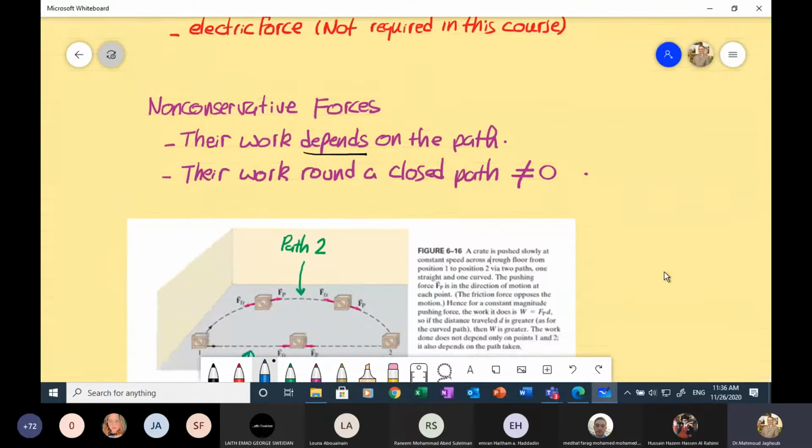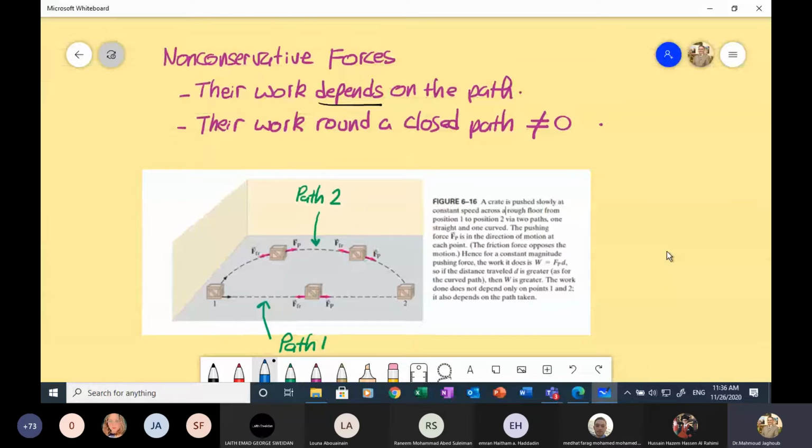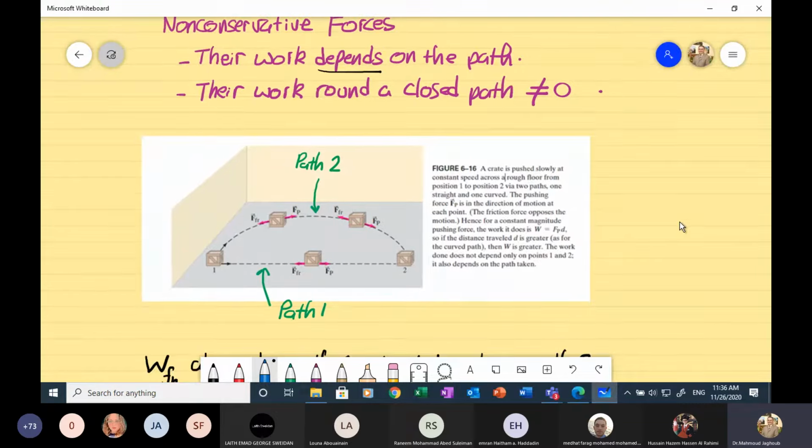طيب, if we have conservative forces, this means we also have non-conservative forces. So what are the properties of non-conservative forces? They are exactly the opposite of conservative forces, meaning their work depends on the path. يعني شغلهم يعتمد على مين؟ على المسار. And the second is their work around a closed path does not equal zero. يعني شغلهم حول مسار مغلق لا يساوي صفر. Now, those two properties are exactly the opposite of those for conservative forces. Let us see what this means.